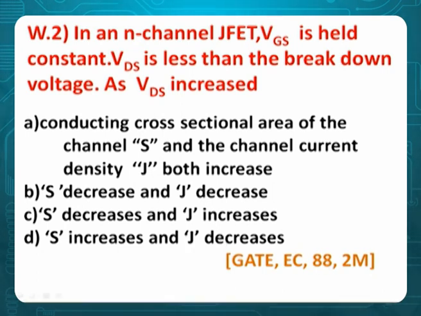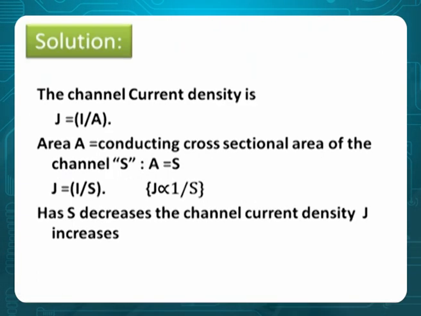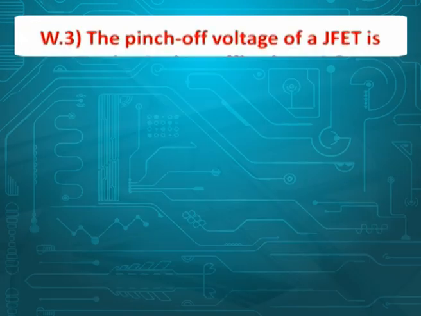If you see the relation between the current density and the area, generally we know J is equal to I by A, because current density. Then what should happen? J is inversely proportional to area. Therefore, as S decreases, current density increases. That's the option that we can comfortably have. This is everywhere true, more so here. So option is C. Third question.